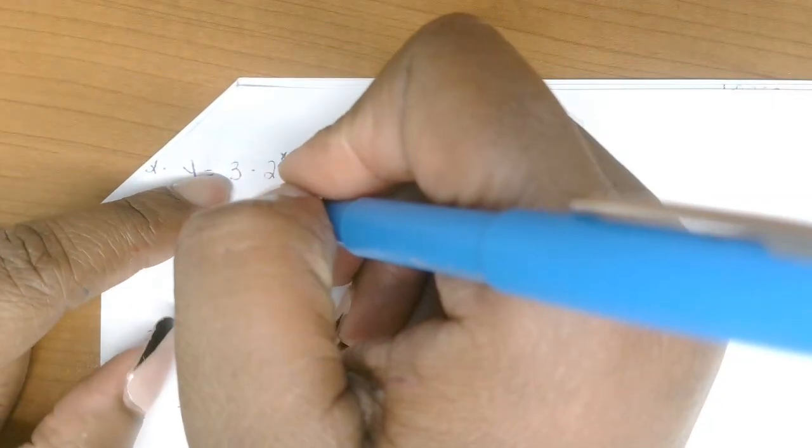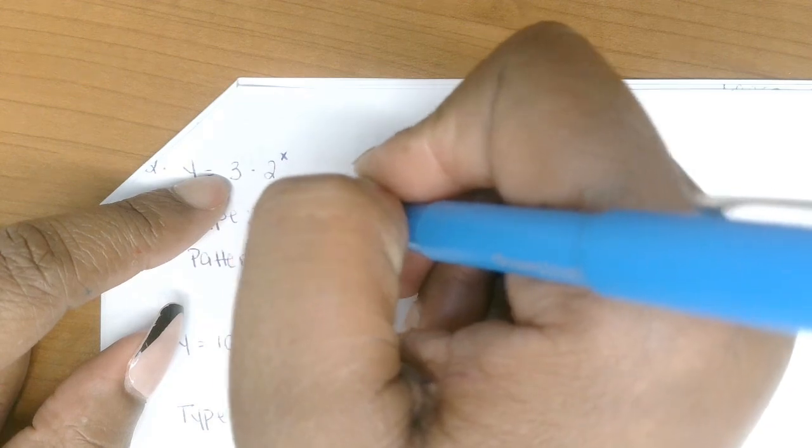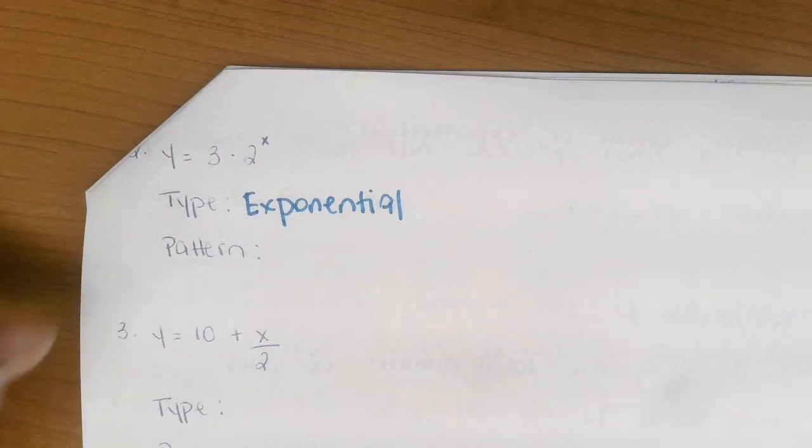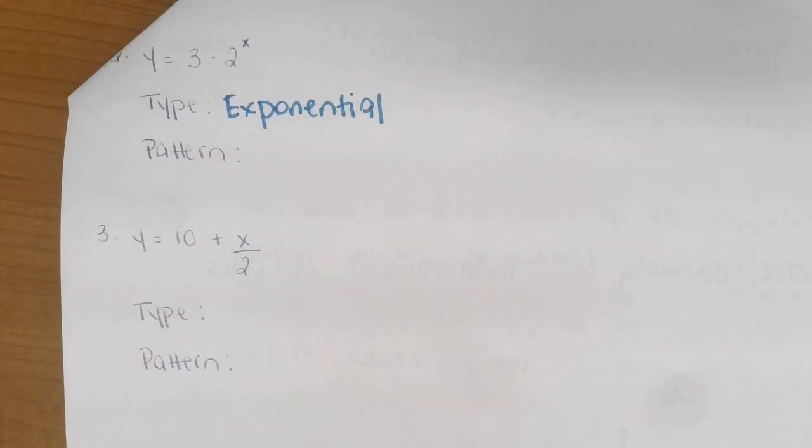Right. The next one is y equal 3 times 2, and my little x is in the top. Now I remember that the little x being in the top would be an exponential function. Beautiful. And the last one, I will say pause and try to figure out, what do you think this is? Do you think it's a linear, exponential, or a quadratic? Pause it, figure it out, and then come back to this video to see if you got it correct.